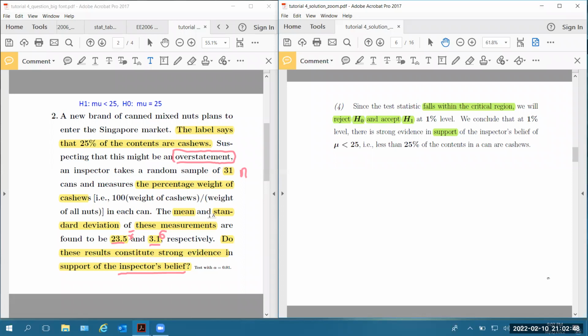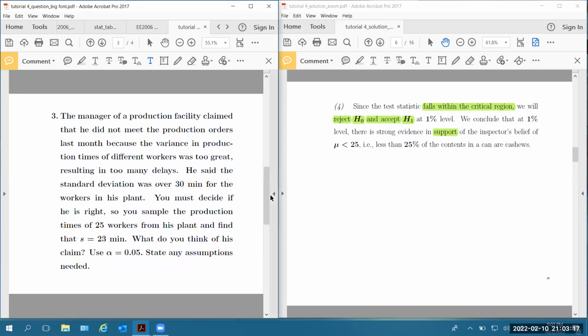Then we answer the question. We say at the 1% level, there is strong evidence in support of the inspector's belief. We can also write down the inspector's belief. So this completes the question. Any problem? Okay, no problem, so let's do the next one.